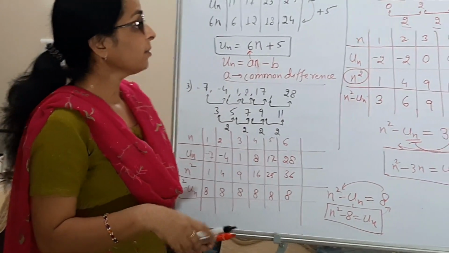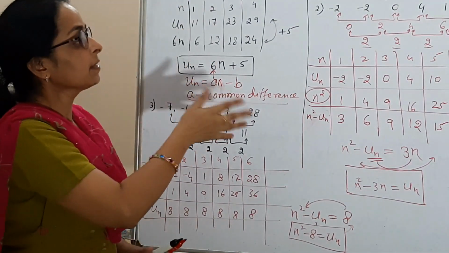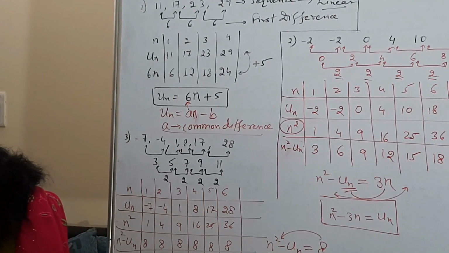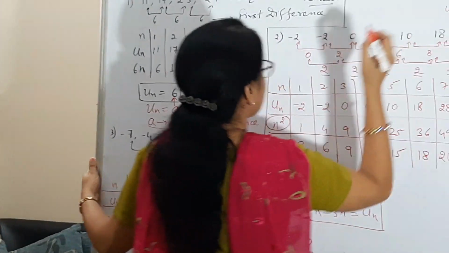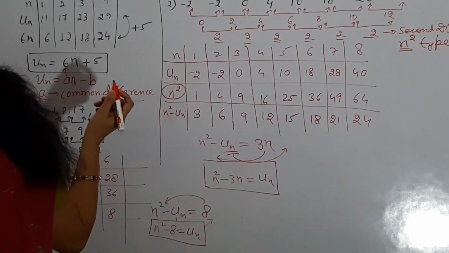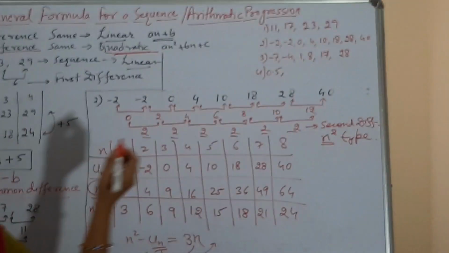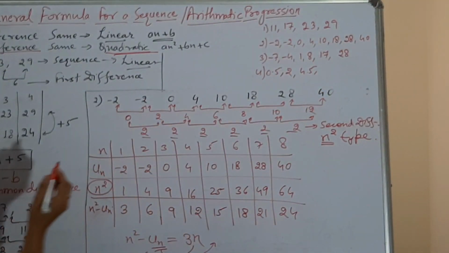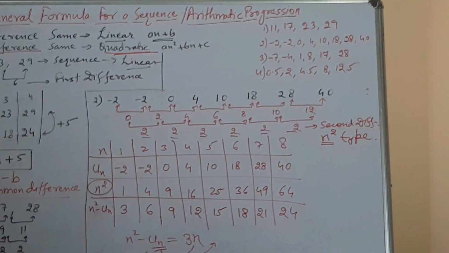Okay. Now I am taking one more example. For that I have to rub this. Let me write the question. The sequence will be of different type: 0.5, then 2, 4.5, 8, 12.5.